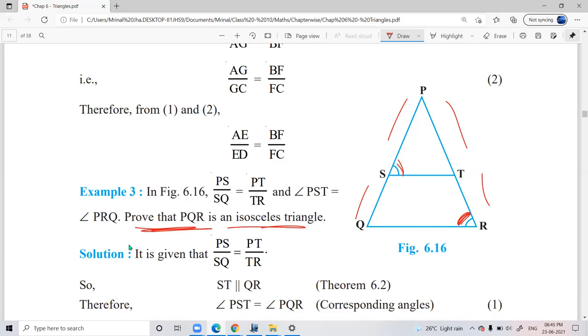How do we prove that it is isosceles? What strategy should we use here? We need to prove two sides are equal. Say that loudly again. I was not able to hear you. Repeat your answer. Sir, are we supposed to prove two sides are equal? Yes, that would be one of the ways. If we prove that the two sides PQ is equal to PR, that way also we can do it.